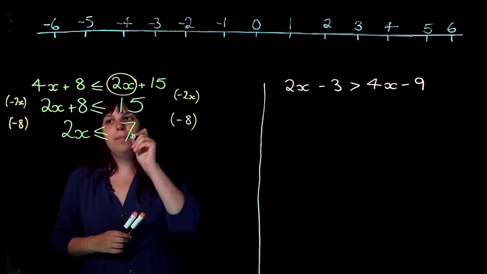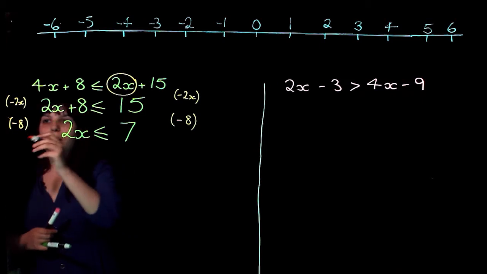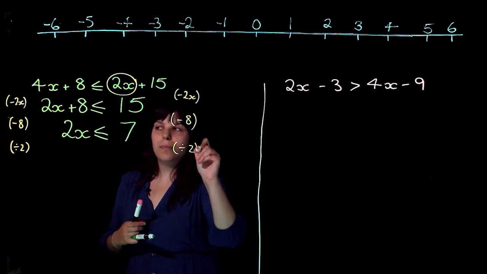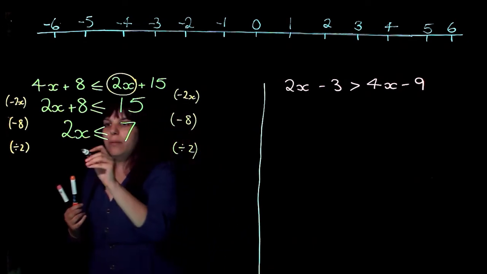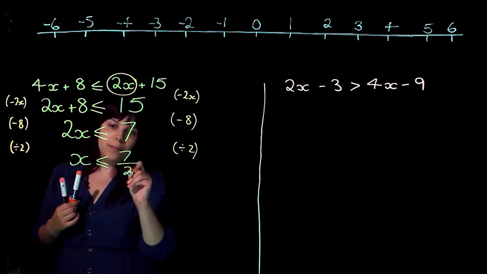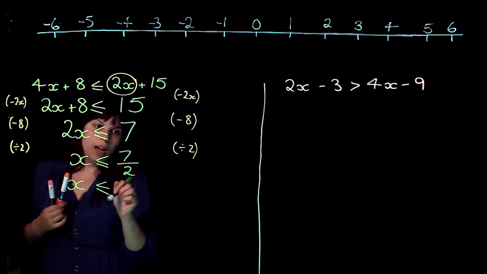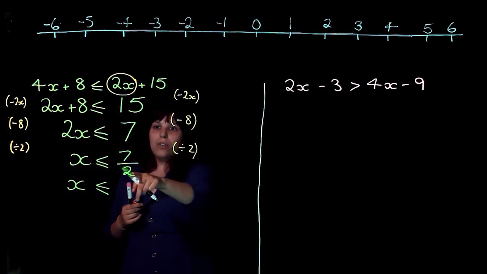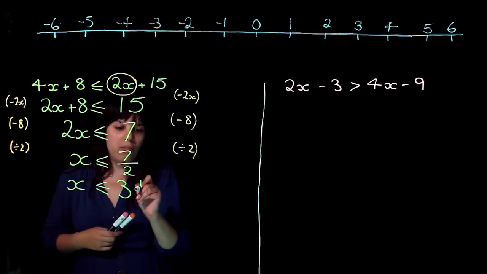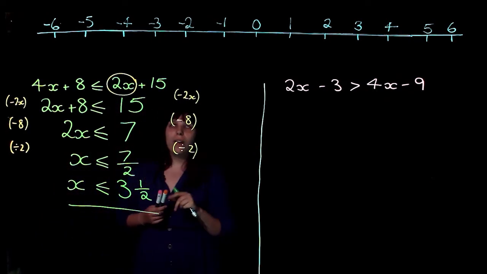So I'm left with 2x plus 8 minus 8 is 2x, which is less than or equal to 15 minus 8 is 7. And then I've got 2 x's, so I'm going to divide by 2 to get rid of that. So 2x divided by 2 is just x, which is less than or equal to 7 divided by 2. So x is less than or equal to, and then 7 over 2 can be rewritten as 3.5.